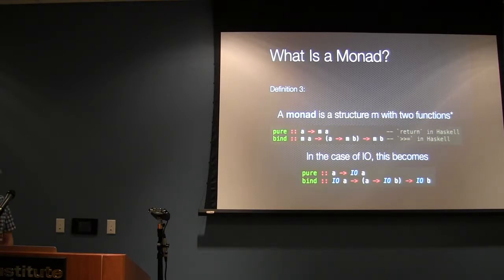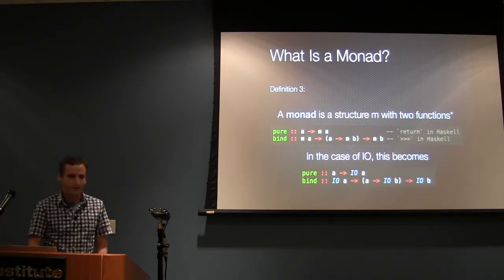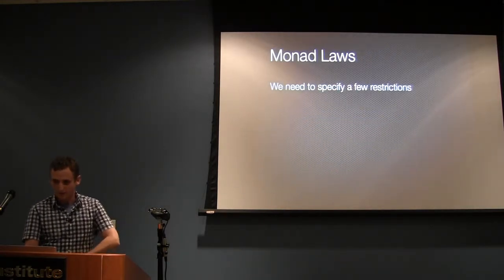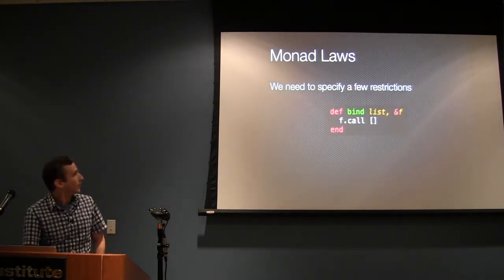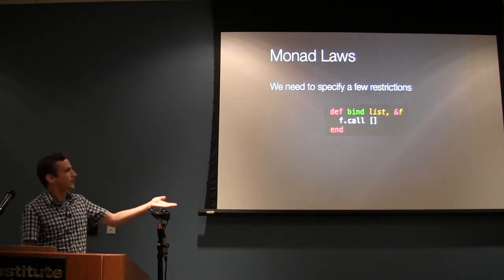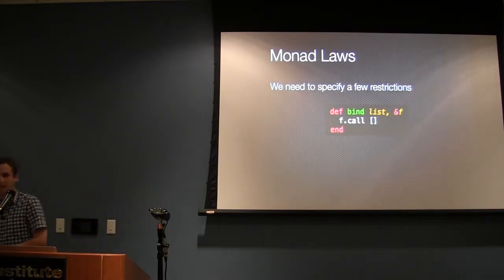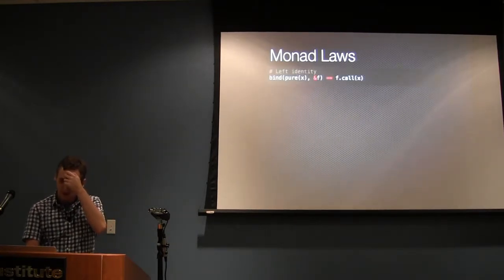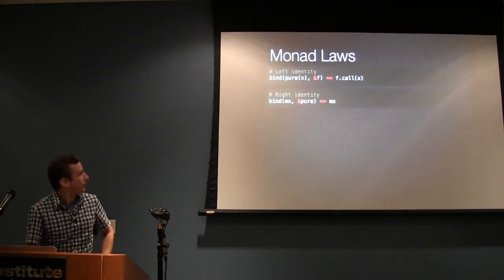Little bit of an asterisk there. I can't just take any functions. I need some that actually do anything. So there are some laws that, in the interest of time, I'm going to skip. But we essentially want to disallow things like this. Right? If we're binding a list, that should represent I'm feeding this list value through a function somehow. So my implementation couldn't possibly be, well, just ignore the list and return this completely different thing. That shouldn't work. So there are just a few laws that specify that you can't do things like that.